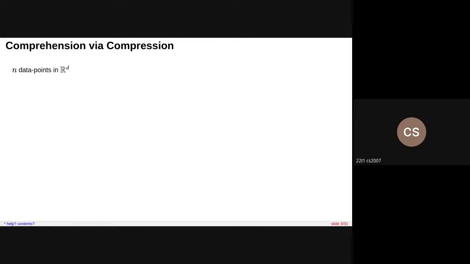If you have n data points in R^d, then in the case of PCA, can someone tell me how this compression is achieved? What are we compressing, and how is that helping us? Anyone?